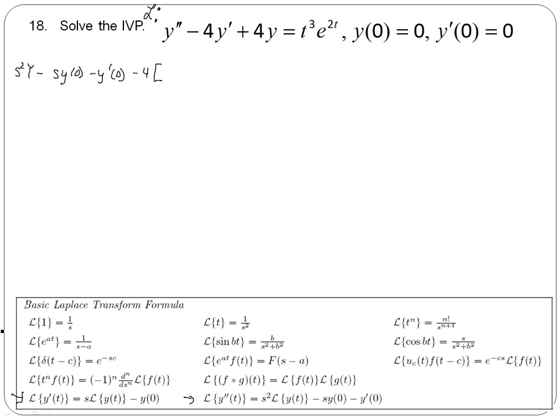You get s times capital Y minus y(0), and then plus 4y, and the Laplace of y is just capital Y, is equal to t to the third e to the 2t. Now here we're going to apply this first translation theorem.